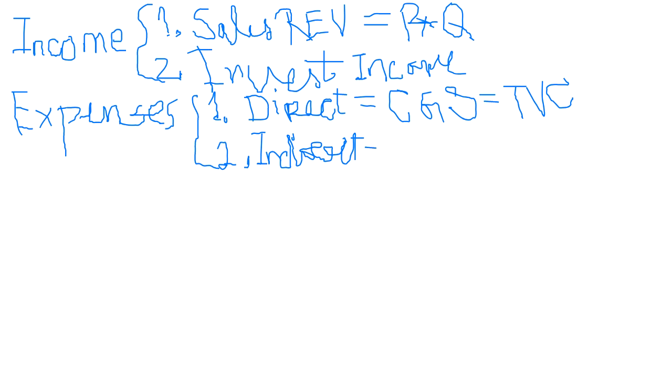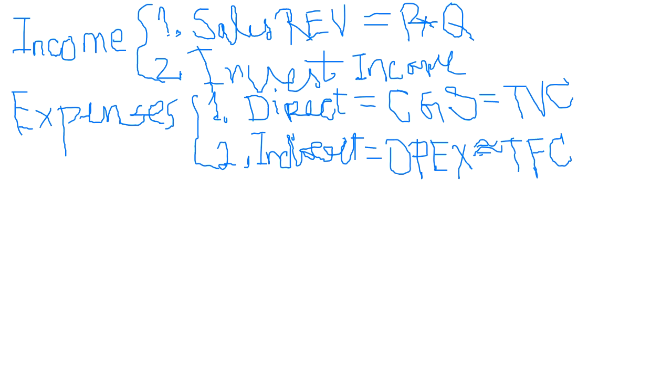Indirect cost is also called OPEX, operating expenses, which is also called total fixed cost, the microeconomics terminology for that. I should also rewrite it: it's not exactly an equal sign, it's approximately equal. OPEX, operating expenses, is approximately equal to total fixed cost.